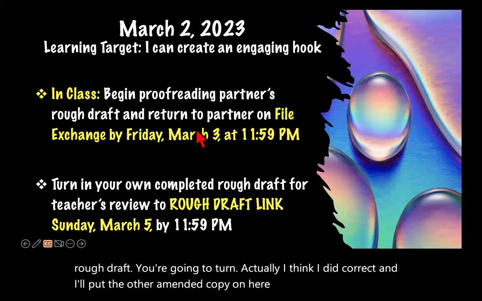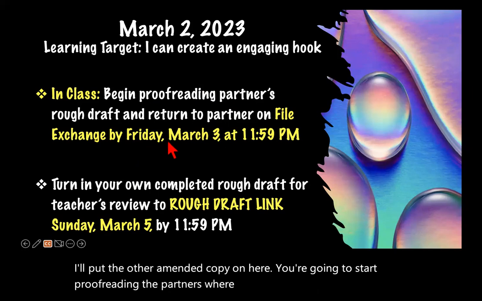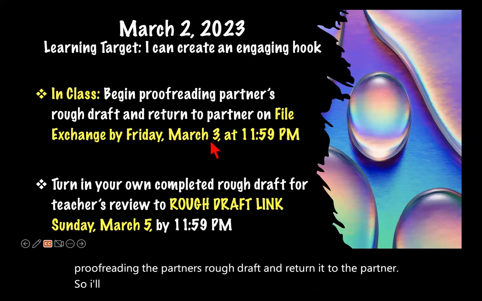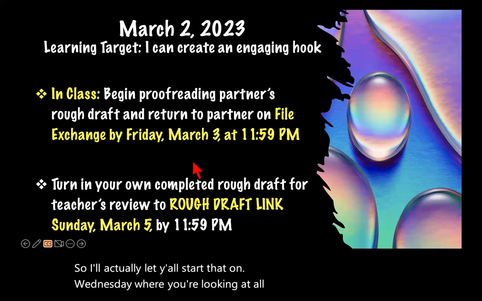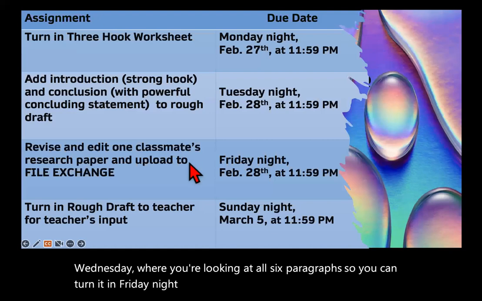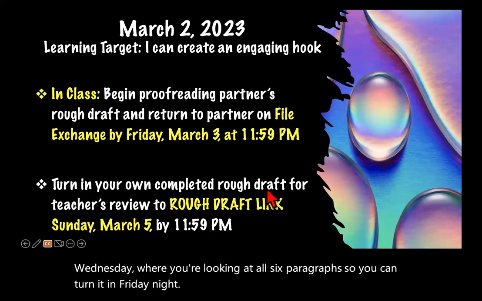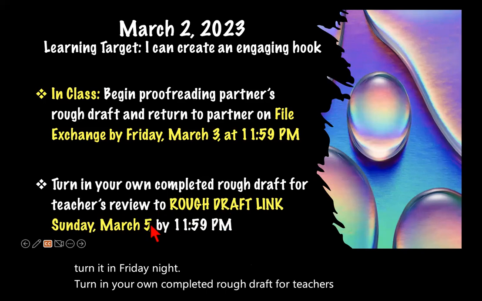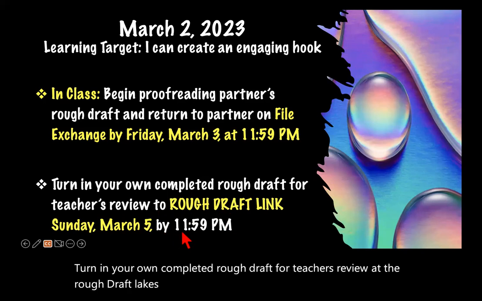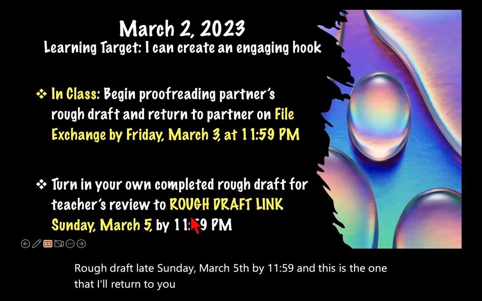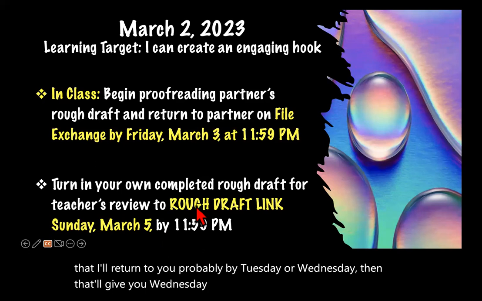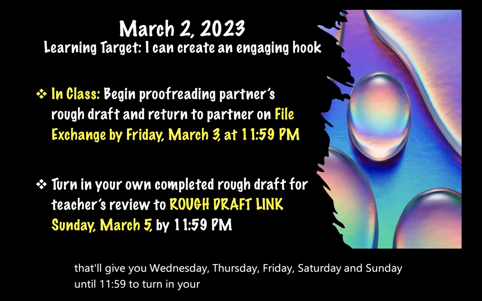You're going to start proofreading the partner's rough draft and return it to the partner. So I'll actually let y'all start that on Wednesday, where you're looking at all 6 paragraphs, so you can turn it in Friday night. Turn in your completed rough draft for teacher's review at the rough draft link Sunday, March 5th by 11:59. And this is the one that I'll return to you probably by Tuesday or Wednesday. Then that'll give you Wednesday, Thursday, Friday, Saturday, and Sunday until 11:59 to turn in your final draft. All right.